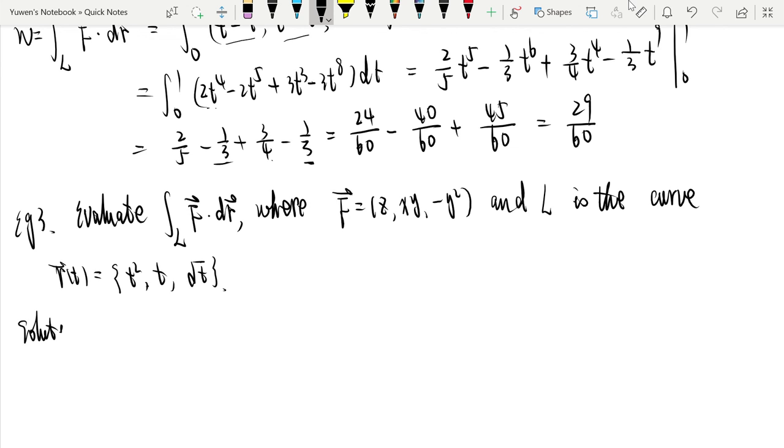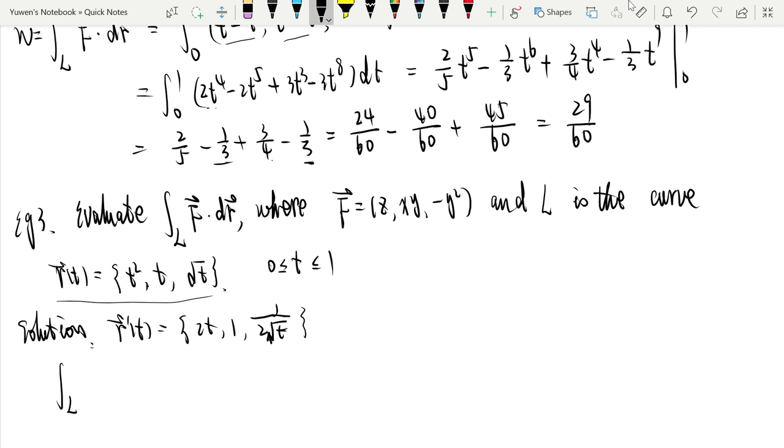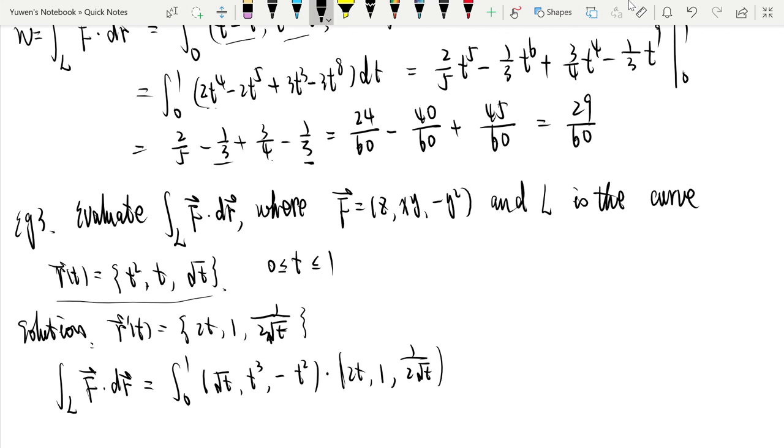The solution gives us the representation of the curve. So r prime t is 2t, 1, and 1 over 2 square root t, with t from 0 to 1. So the line integral of F dot dr is from 0 to 1. F is square root t, x times y as t cubed, and negative y squared, negative t squared, dot 2t, 1, 1 over 2 square root t, dt.